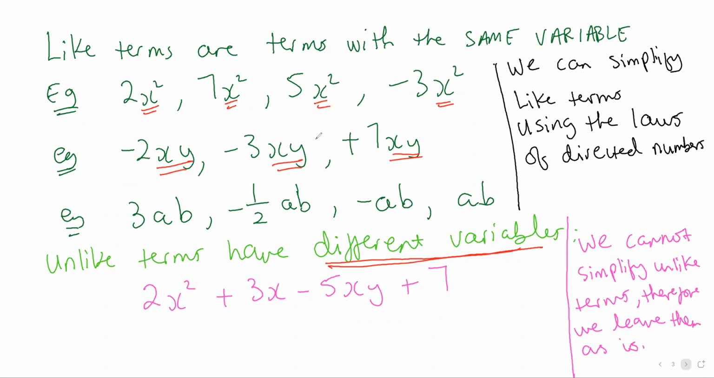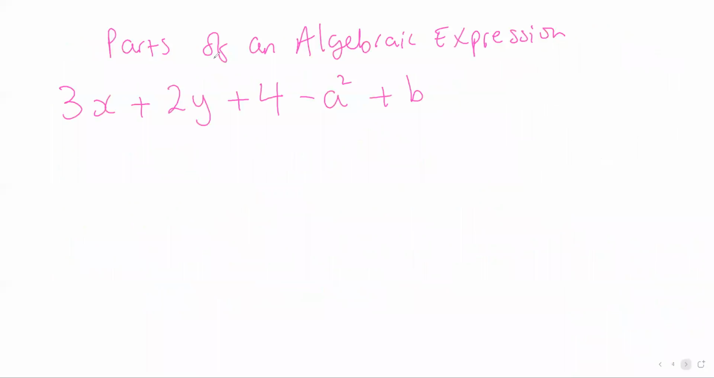Before we go on to do some examples and see how the laws of directed numbers are used to do simplification, I just want to recall the parts of an algebraic expression. Although we're familiar with them, we're going to recall them. So we have here, students, 3x. This is an algebraic term here. The whole thing is called an expression.